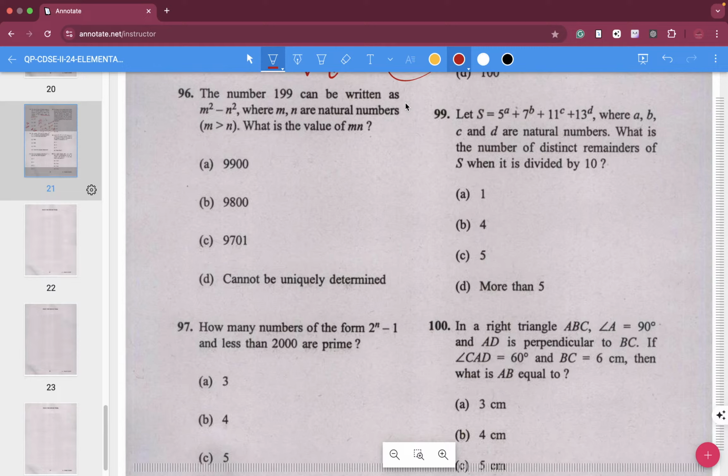Let's just solve this question number 96. Yeah. Please give me 1 minute and I'll come back. Yeah.